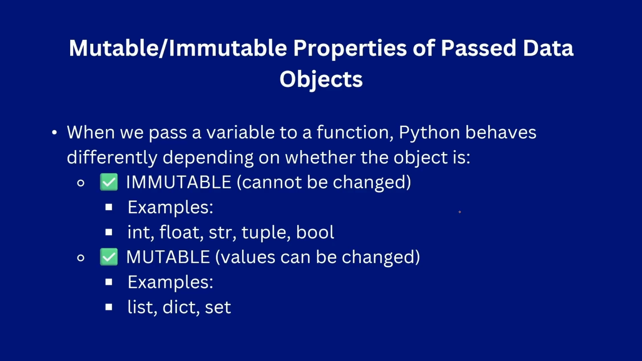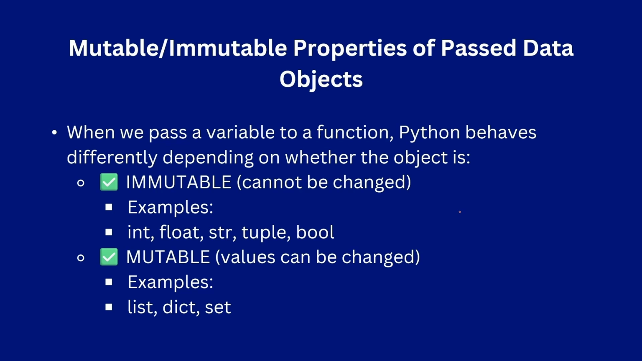So what kind of object we are passing matters, because Python behaves in a different manner according to the type of the object. Python variables do not store data themselves. They simply act as references that point to the memory location where the actual value is kept. The variables are referring to the memory location where the actual data is stored, right?